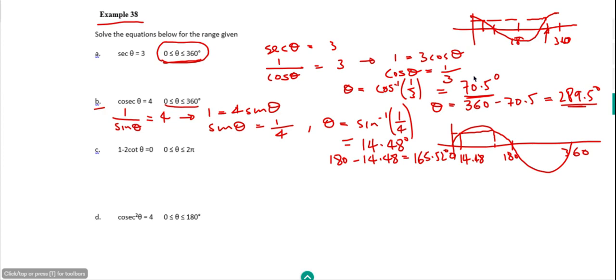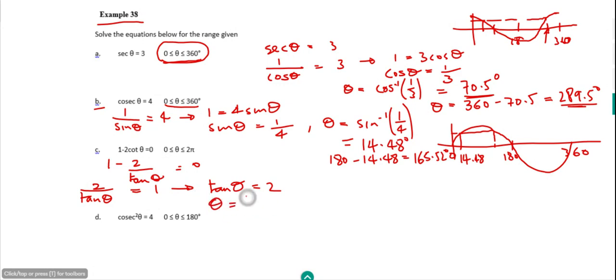Now look at this one, which involves cot. If we replace the cot by tan in this case, we've got 1 minus 2 over tan theta, and that's equal to 0. I'm going to take the minus 2 over tan theta over to the other side, and I'll end up with 2 over tan theta equals 1. From that, multiplying both sides by tan theta, tan theta is equal to 2. Then I need to find theta, the working angle, so that's going to be tan minus 1 of 2.